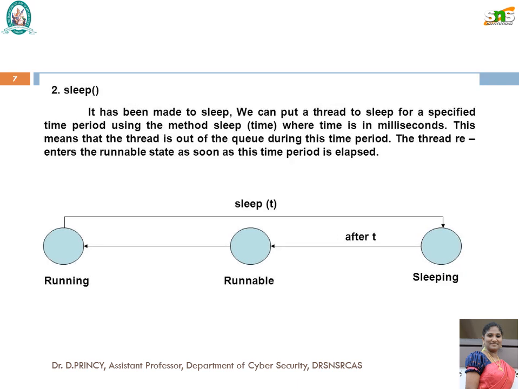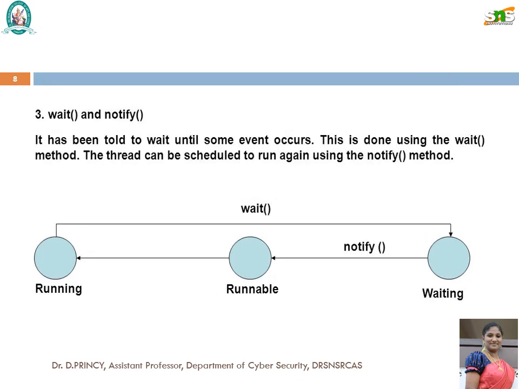Sleep method. The thread has been made to sleep for a particular time period. After the time has elapsed, it comes back to the runnable state. When the processor gets to the thread, it moves to the running state. Wait and notify methods. The thread has been told to wait until some event occurs. This is done using the wait method. The thread can be scheduled to run again using the notify method. So when you use the wait method, it goes to the blocked state or waiting state, and when you use the notify method, it comes back to the runnable state.